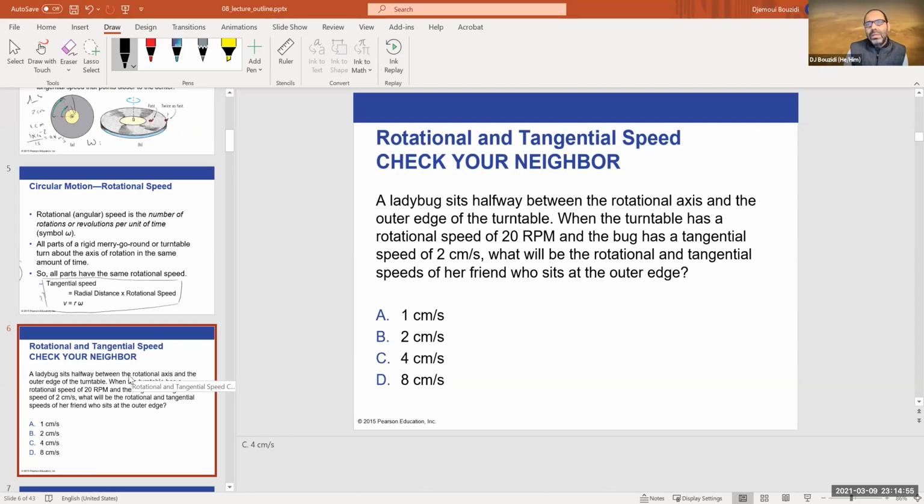Now it says a ladybug sits halfway between the rotational axis and the outer edge of a turntable when the turntable has a rotational speed of 20 RPM, 20 rotations per minute.